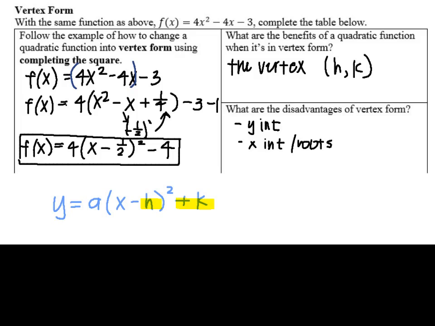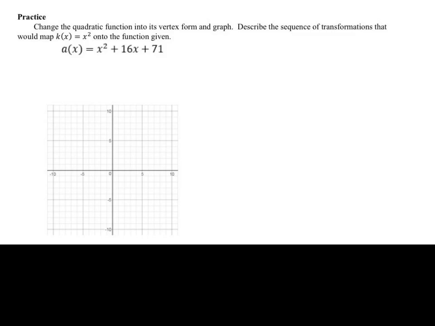Okay, so we will be doing a practice problem together. So what you're asked to do for all of these problems is to change the quadratic function into its vertex form and graph it. And then what you're doing is describing the sequence of transformations that would map k of x equals x squared onto the function given. So before graphing it, what I'm going to do is go through the steps of completing the square in order to write this in vertex form. So a of x is equal to x squared plus 16x plus 71.